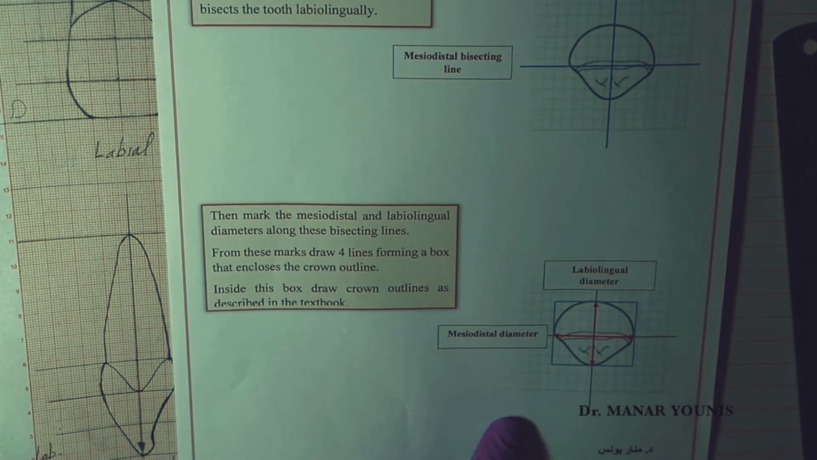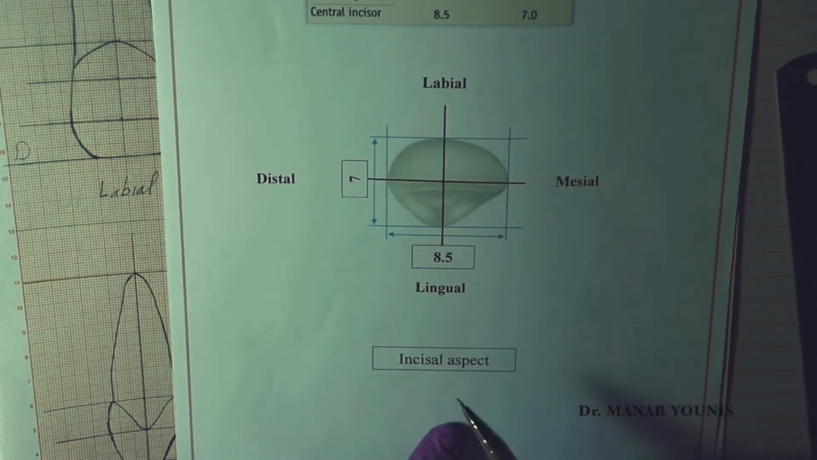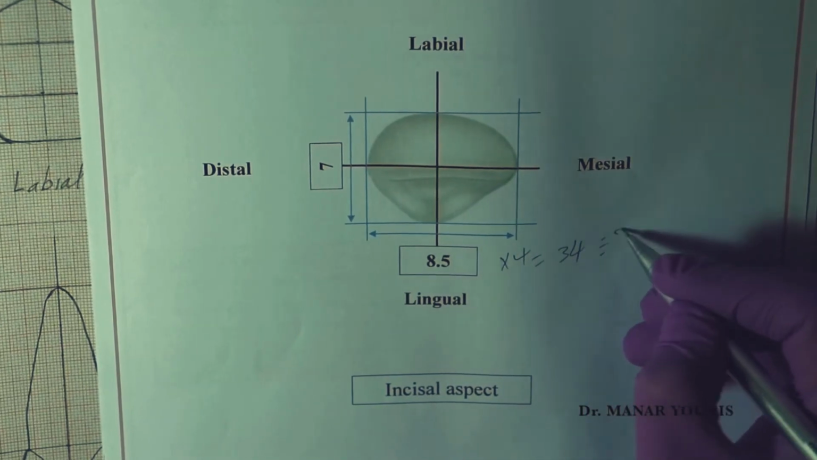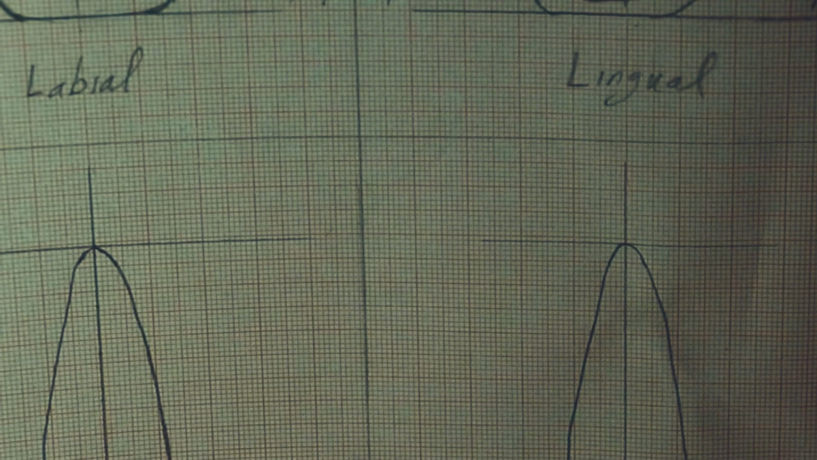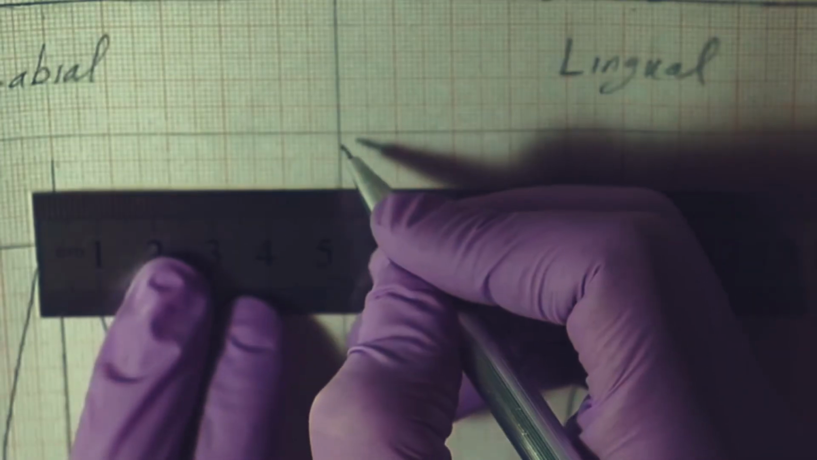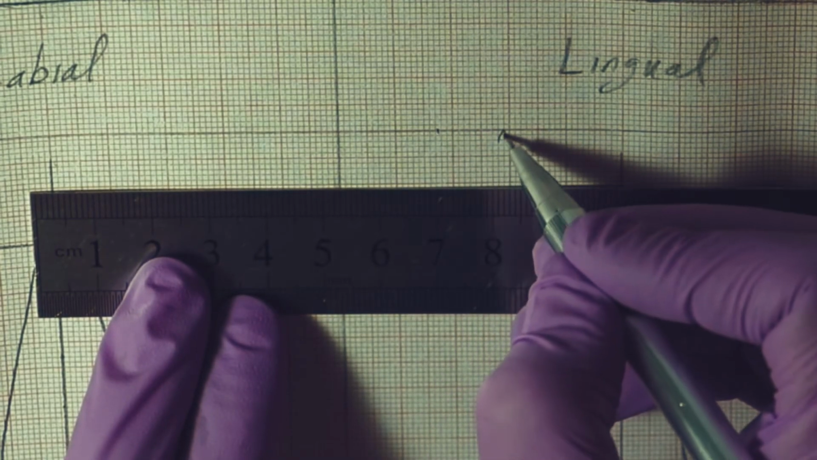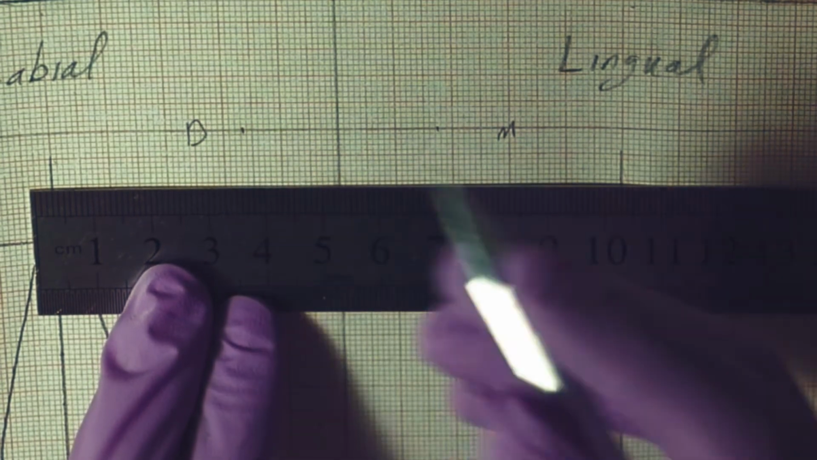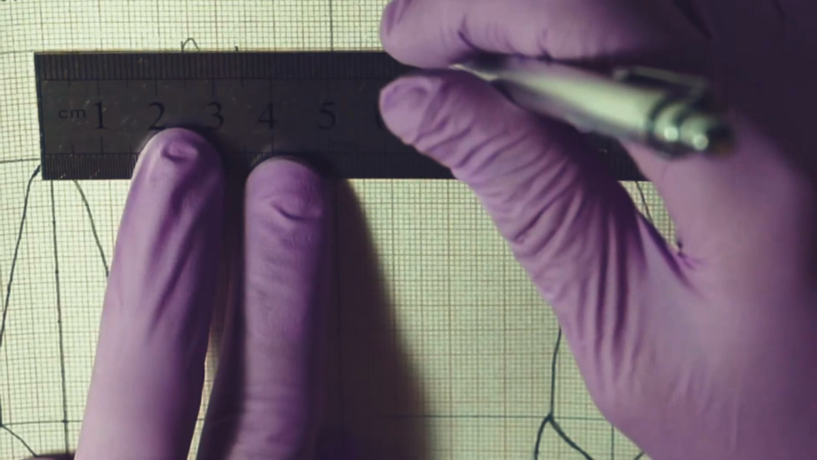So I need to mark the distances, which are for the mesiodistal diameter 8.5 millimeter multiplied by 4 equals 34, divided by 2 equals 17 millimeter. So I will mark 17 millimeter to the mesial and to the distal. This will be the mesiodistal diameter of the crown.